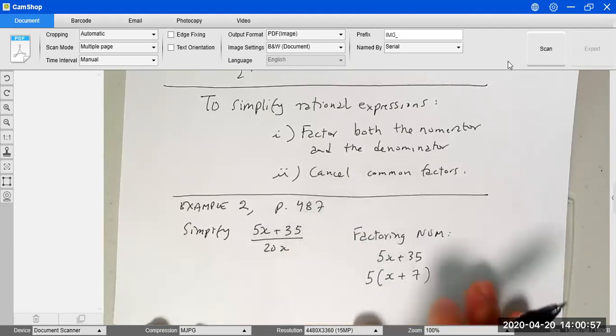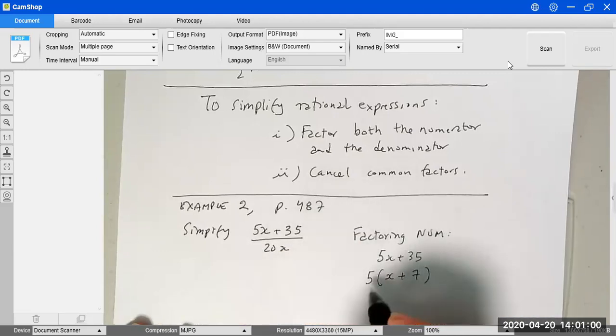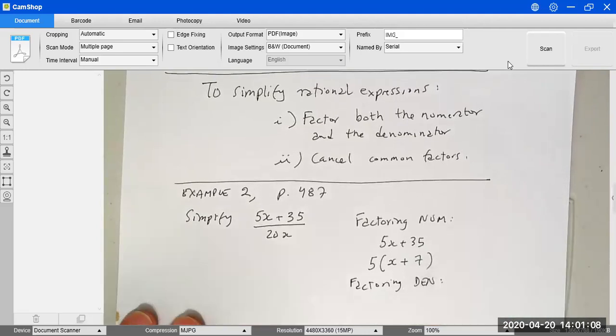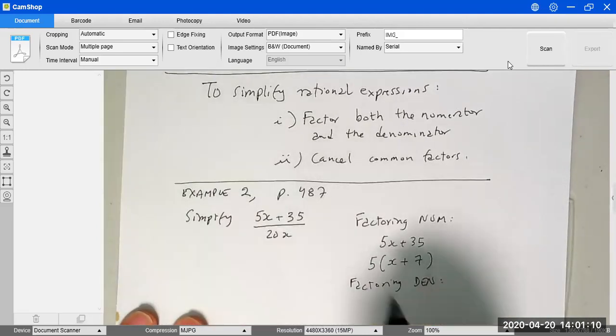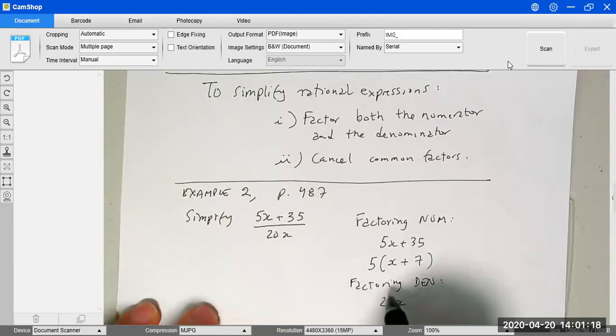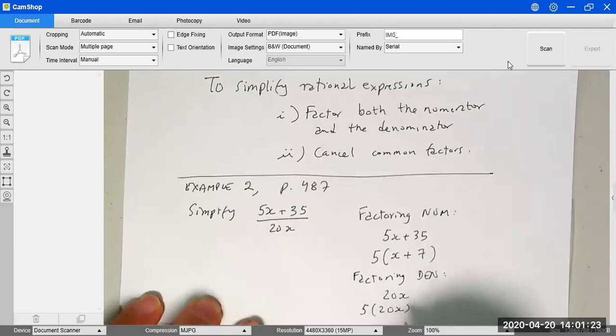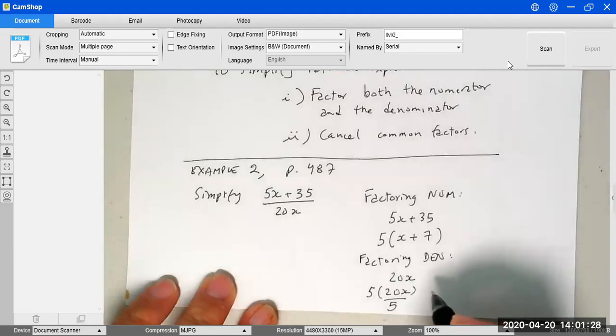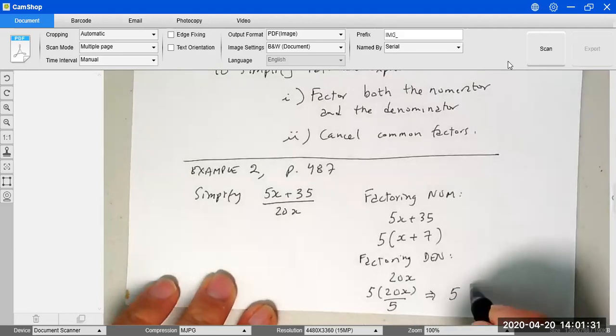Now the denominator, we can use the same greatest common factor, because what we want is to cancel common factors. So let's use this as a factor. If you write 20x and you're going to factor out 5, then you're going to write 5 that multiplies, and you're going to divide as usual by the factor. So 20 divided by 5 is going to be 4x.